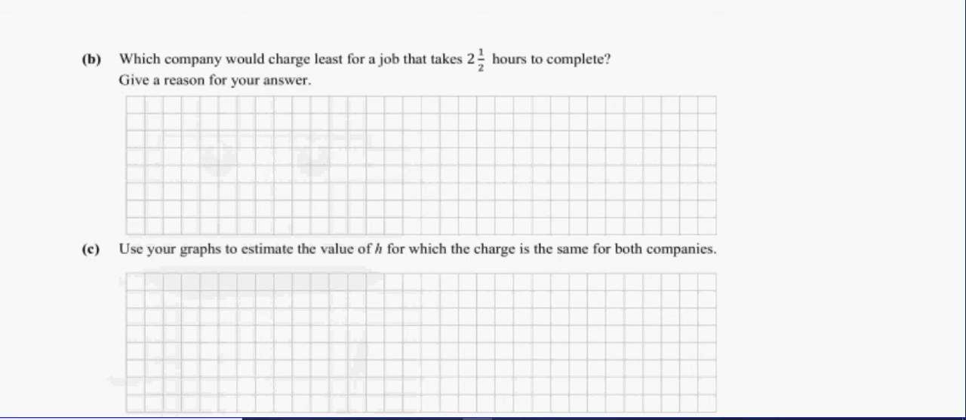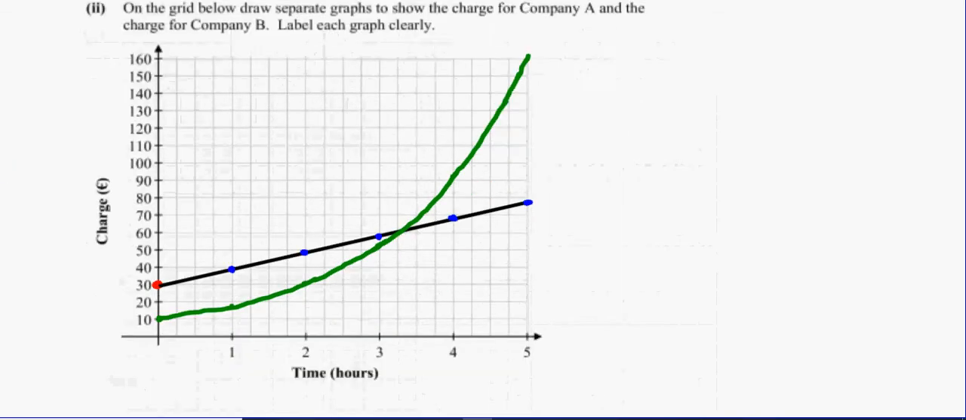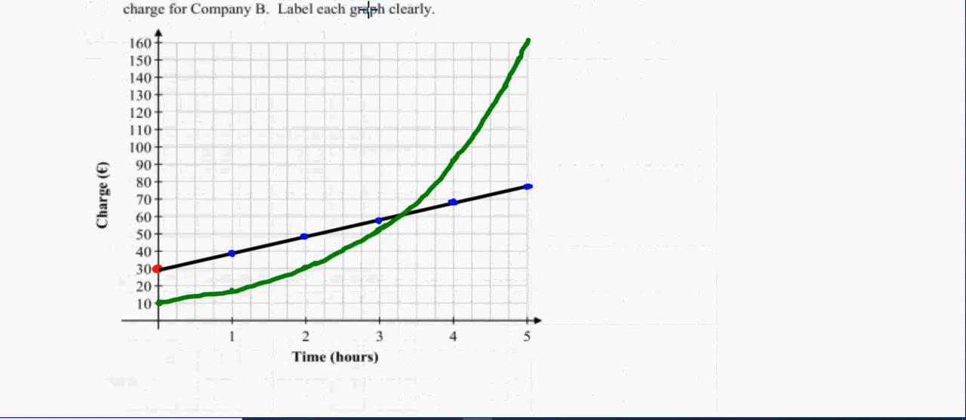Alright, 2.5 hour job. What do you do here? How much for a 2.5 hour job? Yeah. So it takes the second company, what is it, about 35 quid or something like that? Oh wait, it's acting weird on me. About 37 quid, somewhere in that range. What do you guys get? 40.